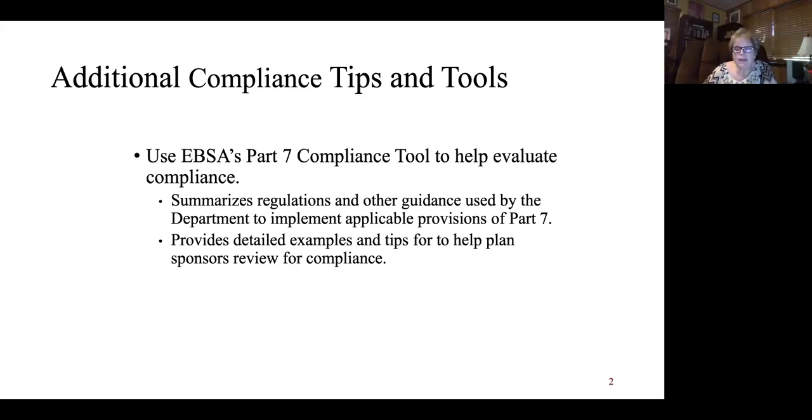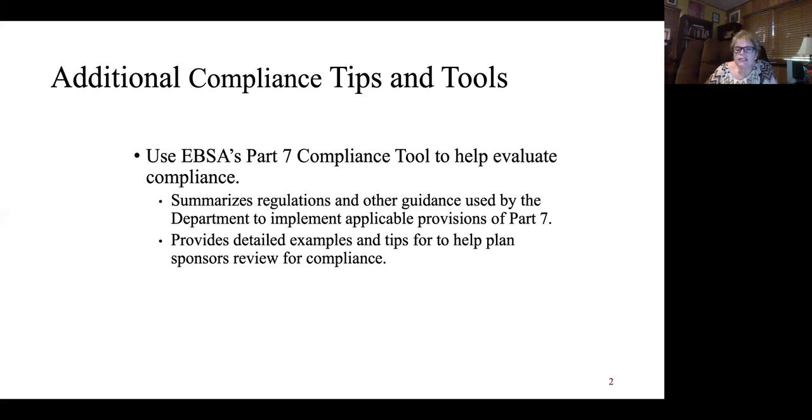Good morning. My name is Kathy Robinson, and I am a benefits advisor with the U.S. Department of Labor Employee Benefits Security Administration. And our agency has jurisdiction over ERISA, which stands for Employee Retirement Income Security Act, and the laws that amend it, such as the Affordable Care Act or the Mental Health Parity and Addiction Equity Act.